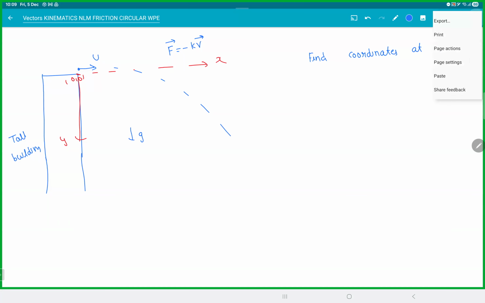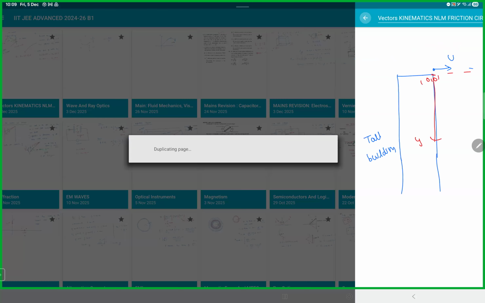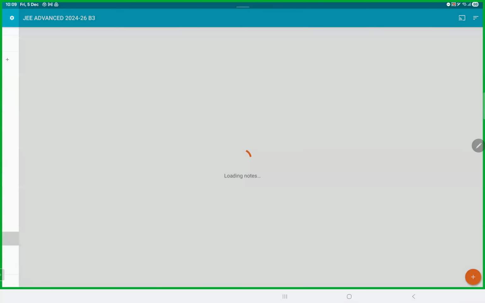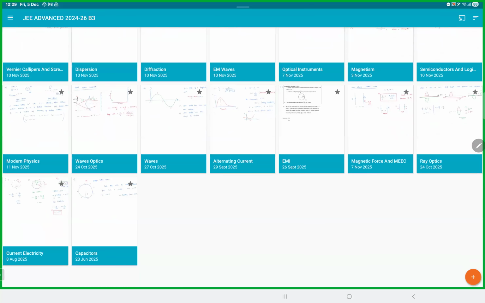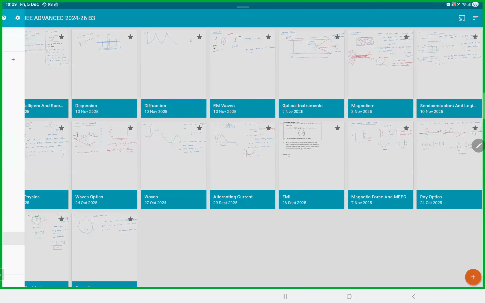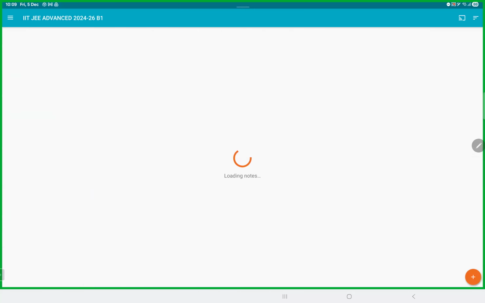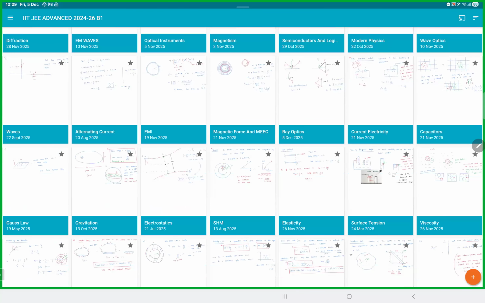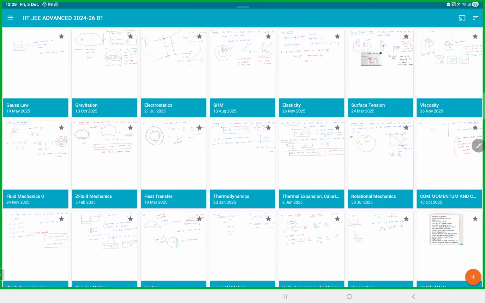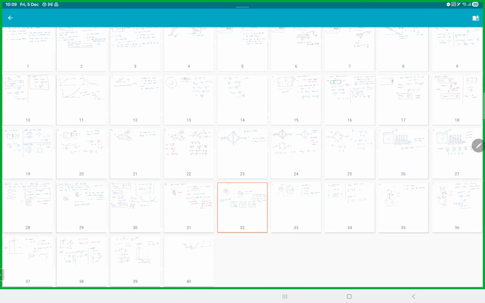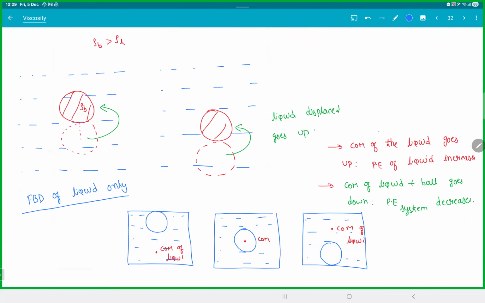So how do we get the steps here? Let's check whether we did this in kinematics though. Yeah, we didn't do this.